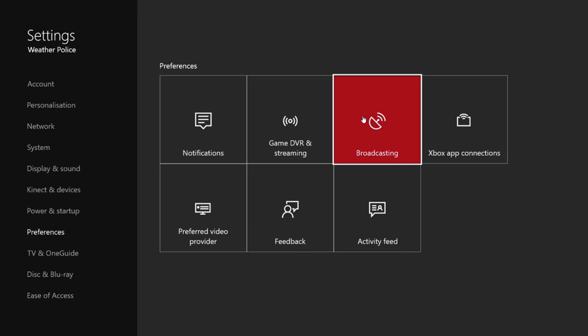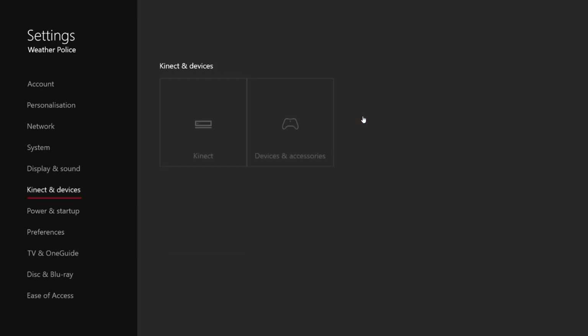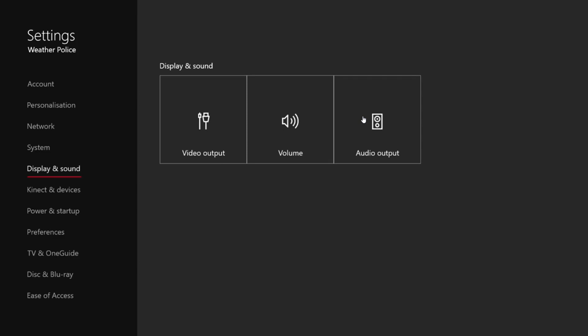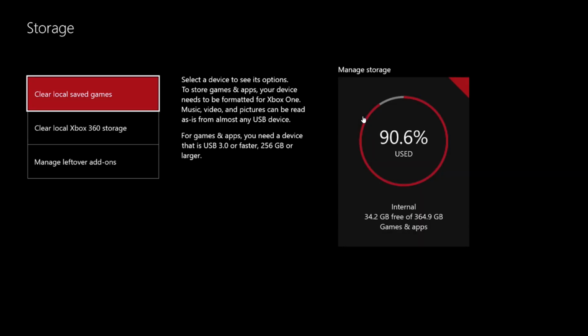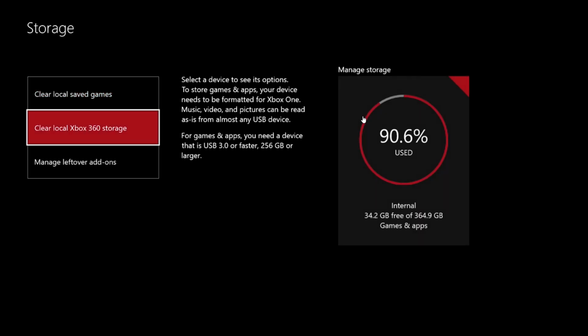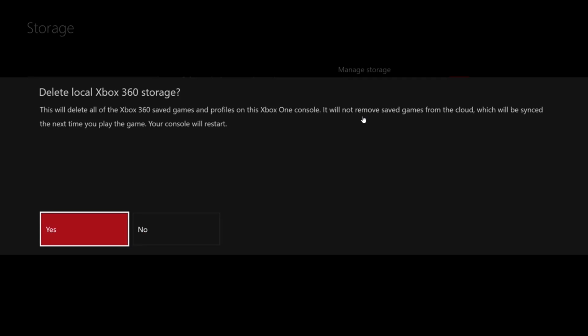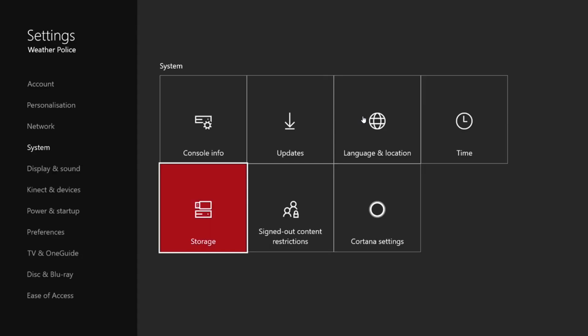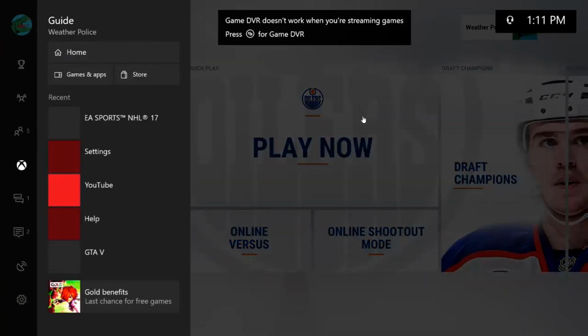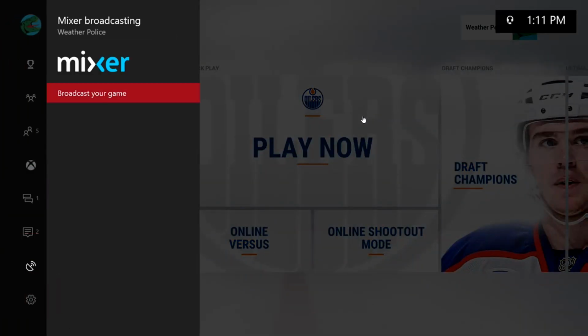Not only that, you also want to go into system and go into storage and clear local 360 storage and manage leftover items. What I did is I clicked clear leftover 360 storage, and then I clicked yes, and my console restarted. And then I went to Beam again. And then when I clicked on it, broadcast your game, it went right through.